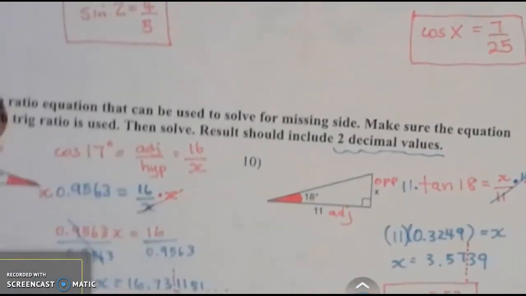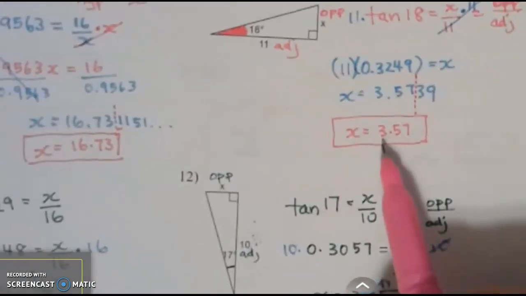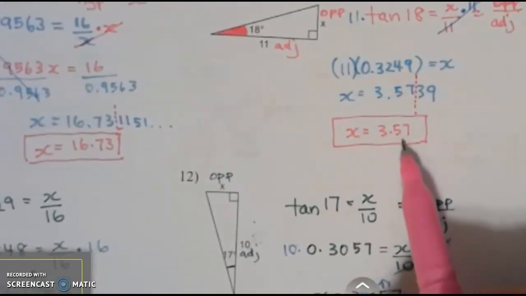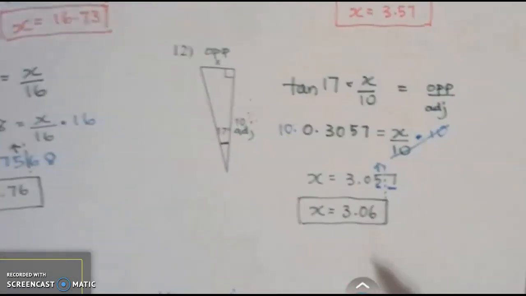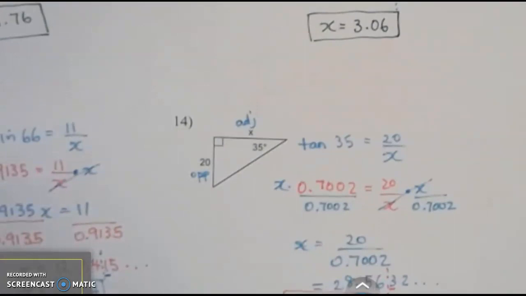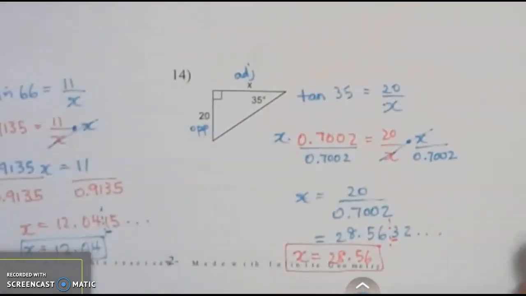Cosine of X is 7 over 25 for number 8. And number 10, X is equal to 3.57 to 2 decimal places. X is equal to 3.06 and X is equal to 28.56 is what you should have.